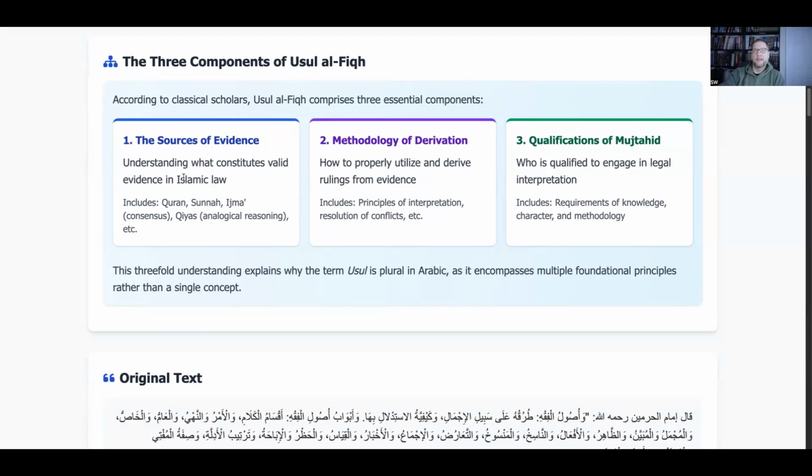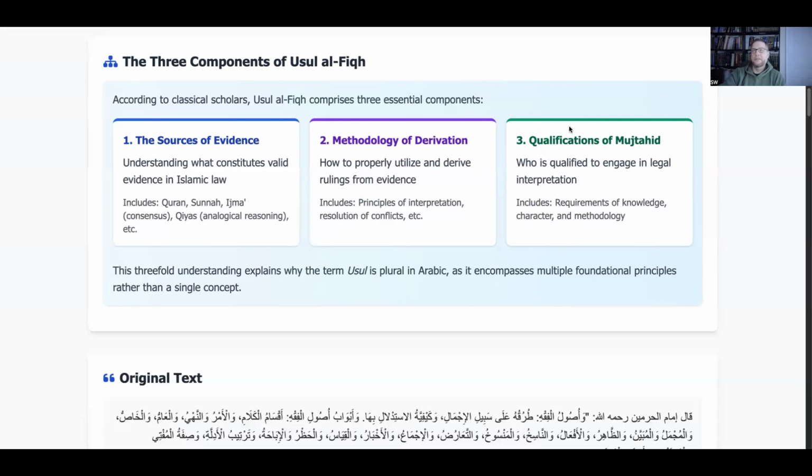The three components of usul al-fiqh. The sources of fiqh evidence: what constitutes valid evidence in Islamic law? Number two, the method, kayfiyyat al-istifada, how to benefit from them, how to properly utilize and derive rulings from evidence, the principles of interpretation, and so on and so forth. How do you resolve conflict between evidences? Number three, the qualifications of the mujtahid, the faqih, the mufti, or the non-scholar.